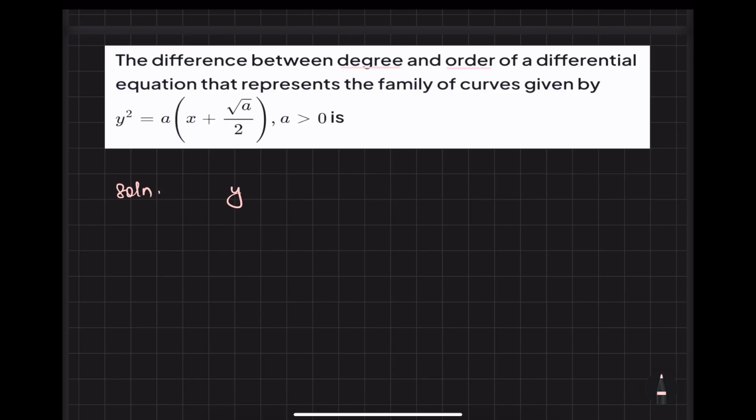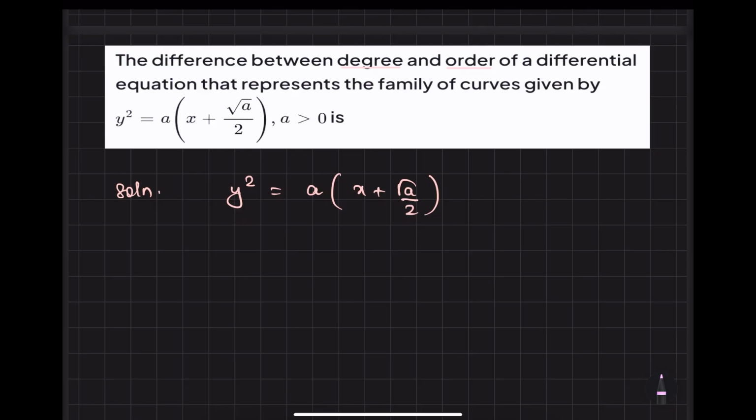So our function is this: y square equals a times x plus root a by 2. Now clearly you can observe that we have one arbitrary constant, that is a. Okay, so we have one arbitrary constant, so we will differentiate our function once. So let's do it.